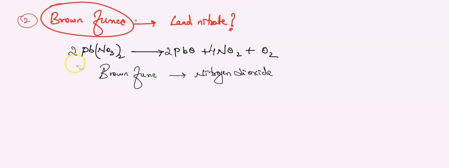Is this clear? 2 Pb(NO3)2 gives 2 PbO plus 4 NO2 plus O2. Is this clear? Concepts are clear? Good. Now let me come back to the next question.